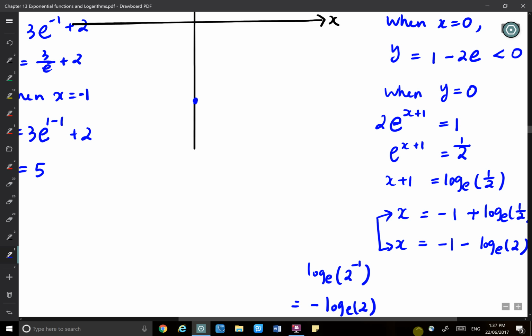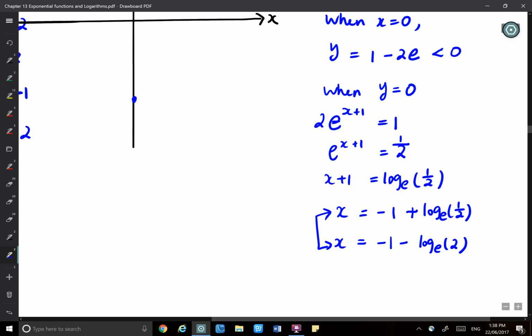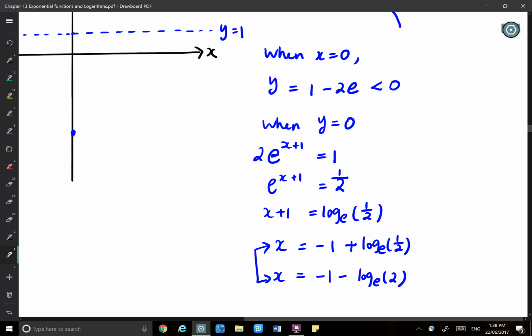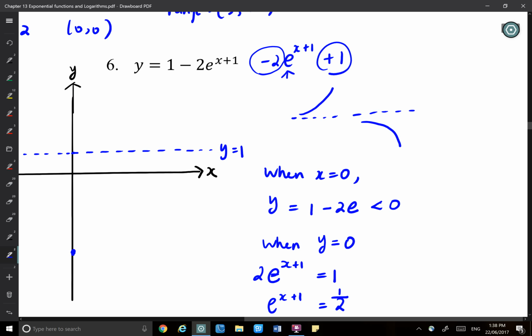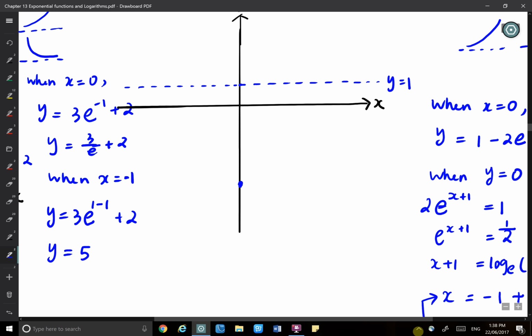Well, that's definitely a negative number. I'm also interested in another point, which is making the power 0. So when x equals negative 1, y will be 1 minus 2e to the power of 0. Y equals minus 1. So you can find another exact point, negative 1 as well. So negative 1, which is here.